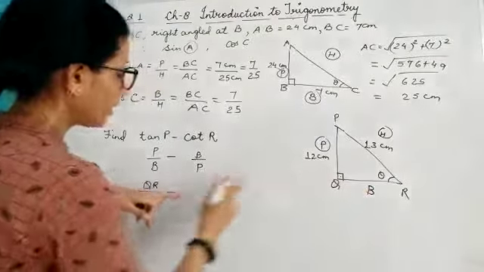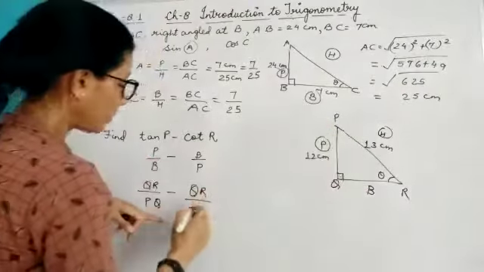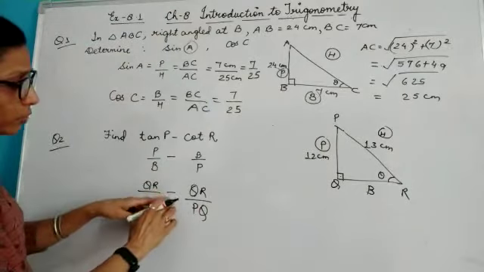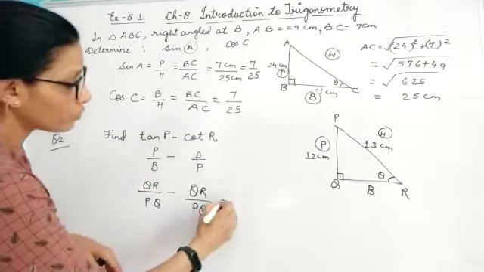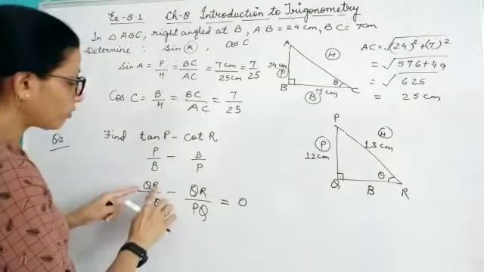Now what is your B? It is QR. And what is your P? This is your PQ. Now children, here you can see this is QR upon PQ minus QR upon PQ, which gives me directly the value as 0. Or if you want to find out the values, you can always find out.